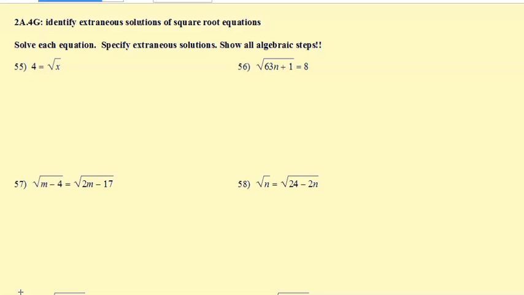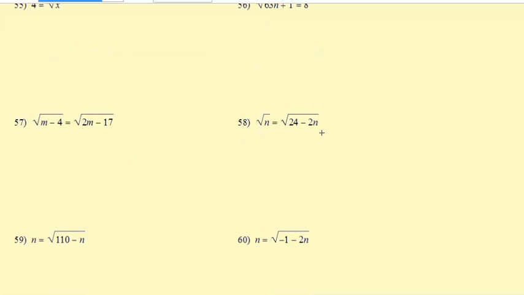4G. Identify extraneous solutions of square root equations. Solve each equation. Specify extraneous solutions. Show all algebraic steps. Let's look at number 58. The square root of n equals the square root of 24 minus 2n.